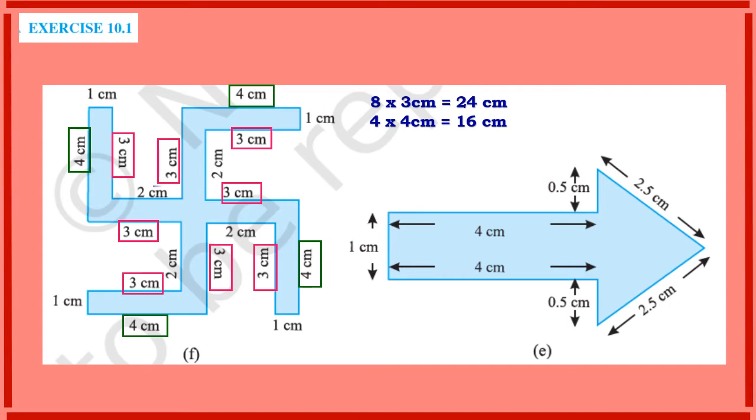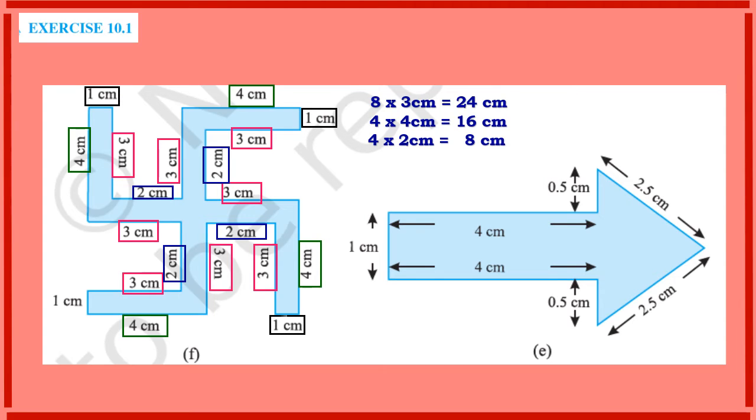Now next I will count how many 2s are there. That also is 4. Now I have to count how many 1s are there. Yes, 4 1s are there. Now you have to add all these. So what will I get? Perimeter 52 centimeter.